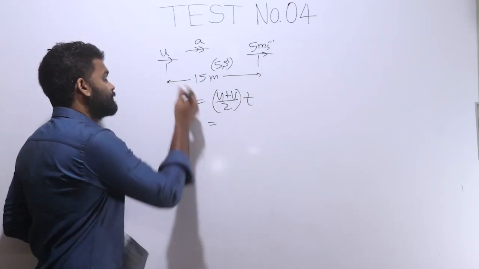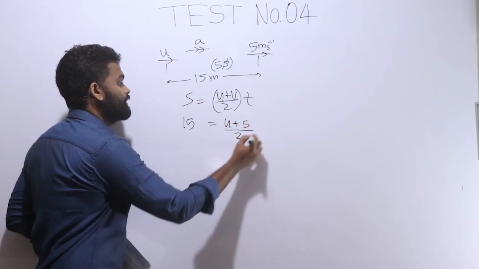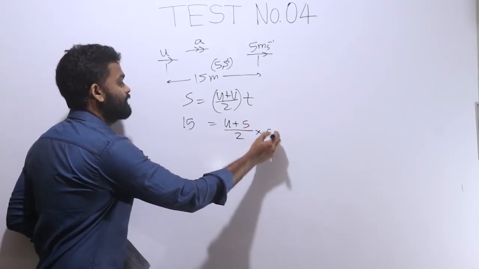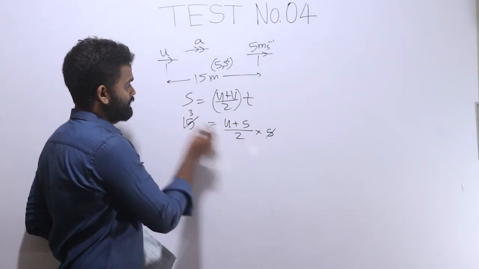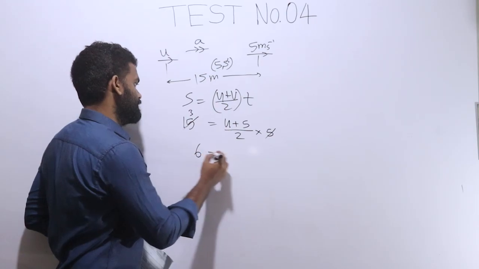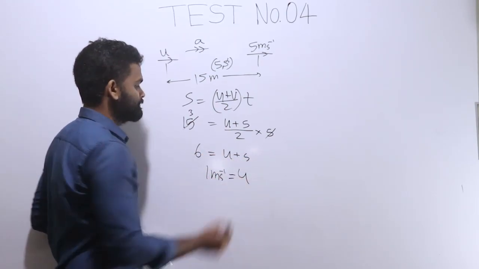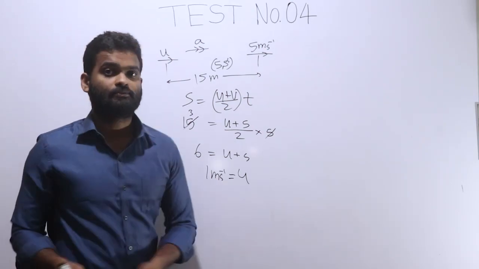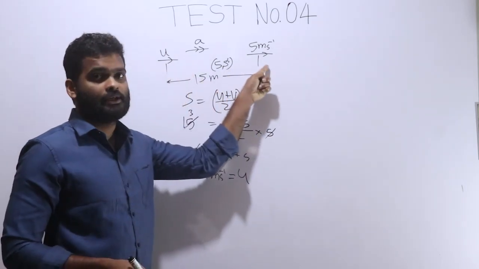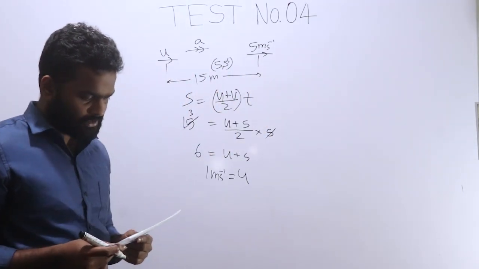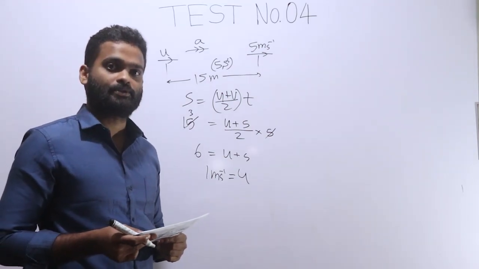So here displacement is 15 meters, then (u plus v) which is u plus 5, divided by 2, times time which is 5 seconds. I'll cancel this, then cross multiply, then this is 6 equals u plus 5. So u is equal to 1 meter per second. This is the initial velocity. What I just did is I applied this equation from here to here. So the answer should be the second one for the fifth question.